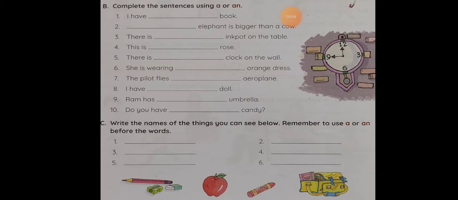Now, write the names of the things you can see below. Okay, remember to use a or an before the words. See, once again, you are given beautiful pictures and you need to identify the pictures and write the usage of a or an with the picture word. Okay? First one. In the first picture, what are you able to see?